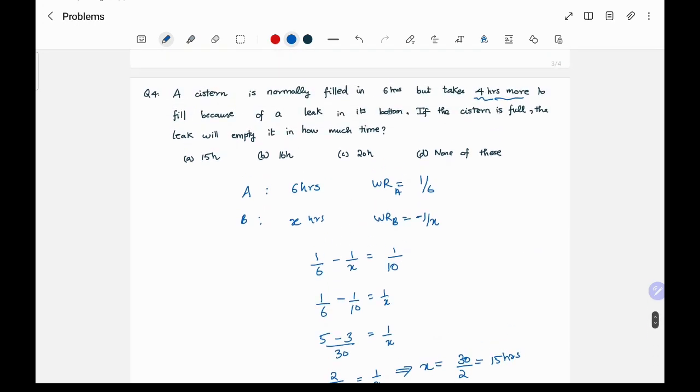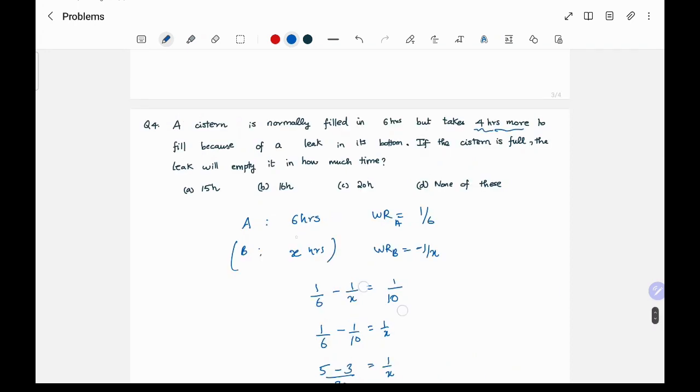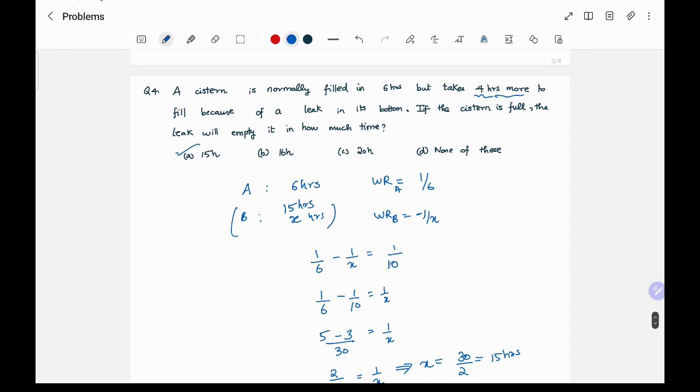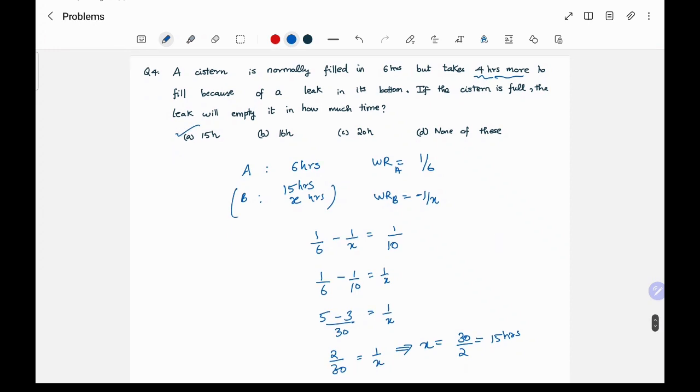So if the cistern is full and B alone is active, which is a leakage, it will take 15 hours for it to completely empty. So that is what it says. So the answer is option A.